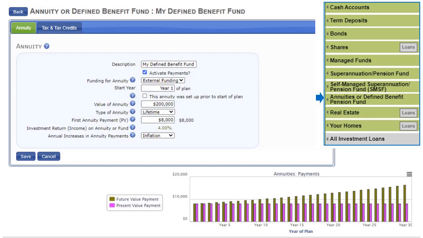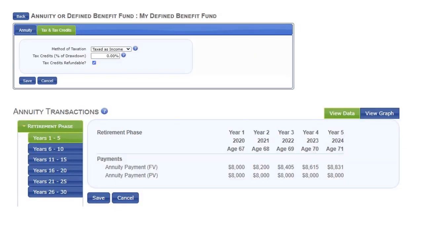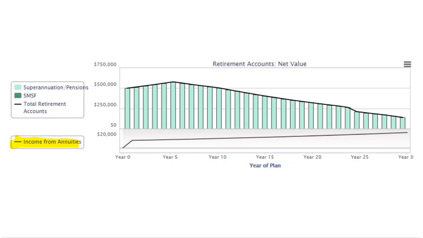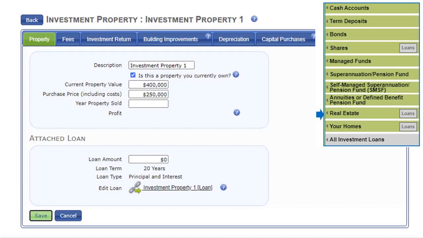You need to nominate the value of the first year's payment and then the method of increase. On the second tab, you can nominate the method of taxation and tax credits if appropriate. Annuities have no resale value. In the graph of retirement accounts, the income from the annuity is listed as a subgraph. John has an investment property.